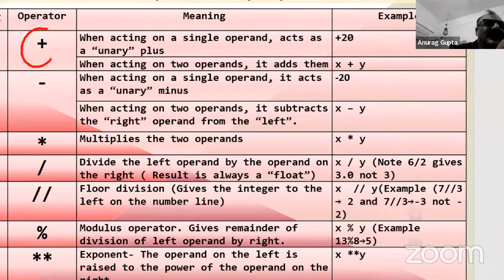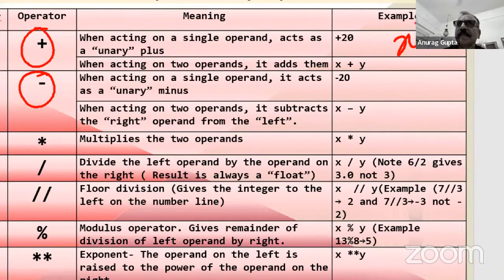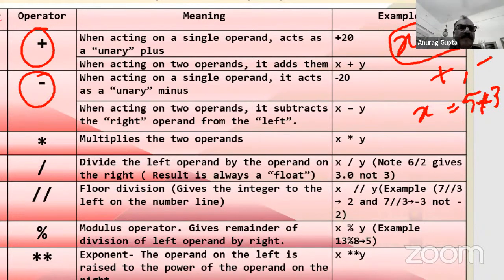Now the plus sign and the minus sign can be unary or binary. As I have explained, I think yesterday, if I write x equal to plus 20, then the plus is acting like a unary operator. It is assigning 20 to this. I could have written x equal to minus 20. So plus and minus can be unary or binary. If they are binary, suppose we write x equal to 5 plus 3, then this plus sign is acting on 5 and 3.